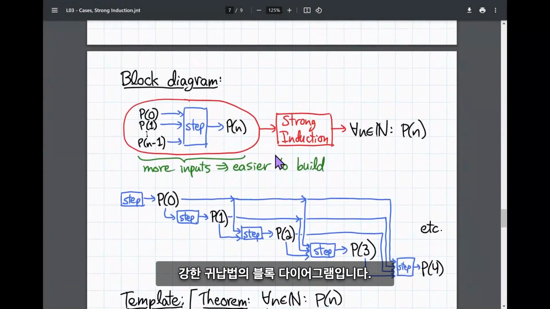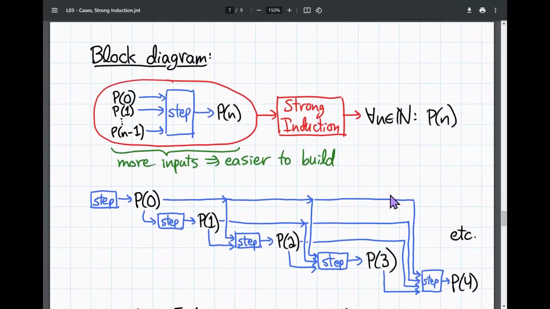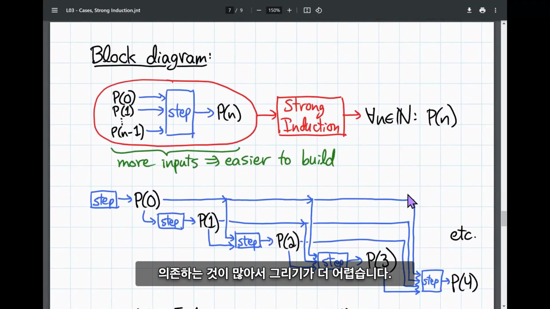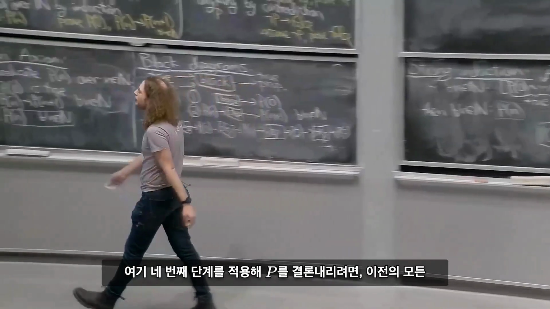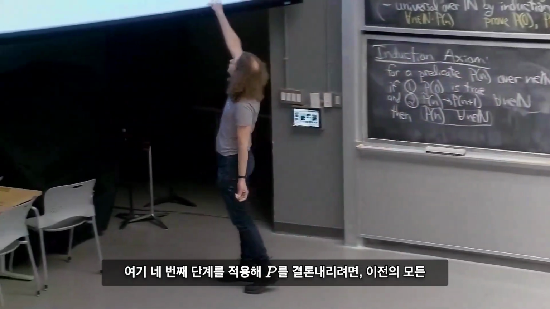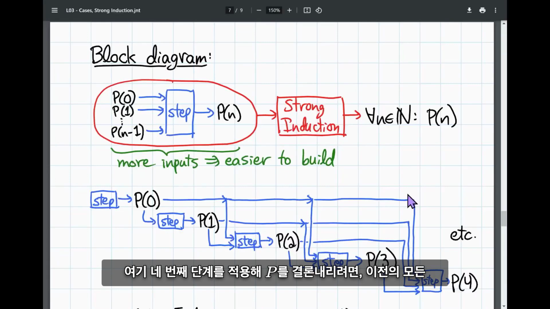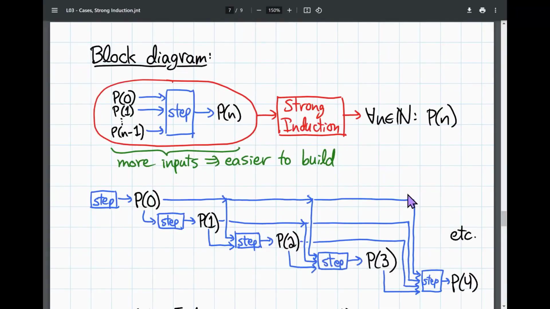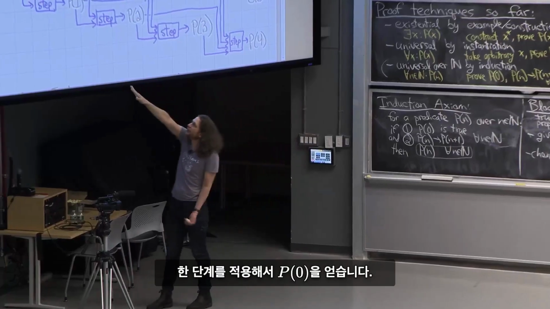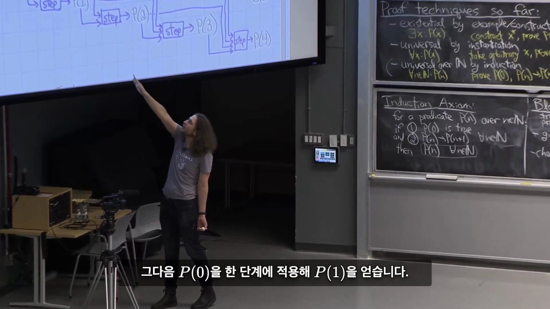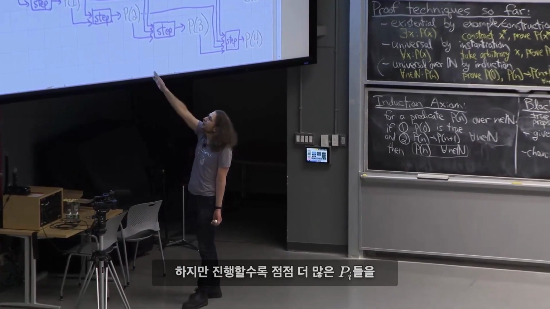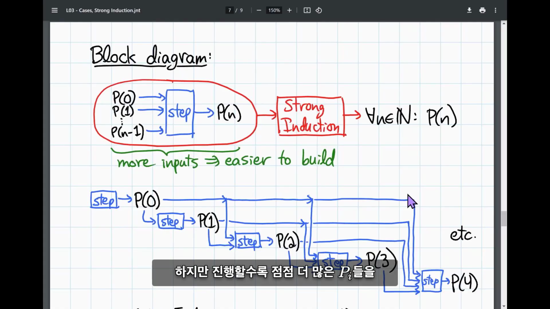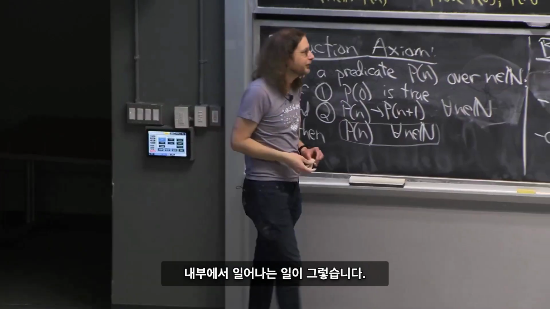Here is a block diagram for strong induction. It's harder to draw because you depend on so many things. When I apply the fourth step here, when I want to conclude P of 4, I assume all the previous P's. So P0, P1, P2, P3, they all feed into this box. In the beginning, it's very similar. I apply a step, I get P of 0. Then I apply that P of 0 to a step, I get P of 1. But then, as I proceed, I'm feeding more and more P_i's into the step, and it gives me one more P_i. Okay, so it's a much more complicated diagram of what's going on under the hood.